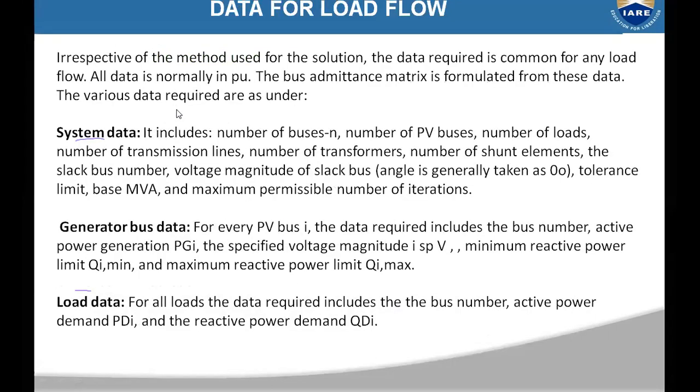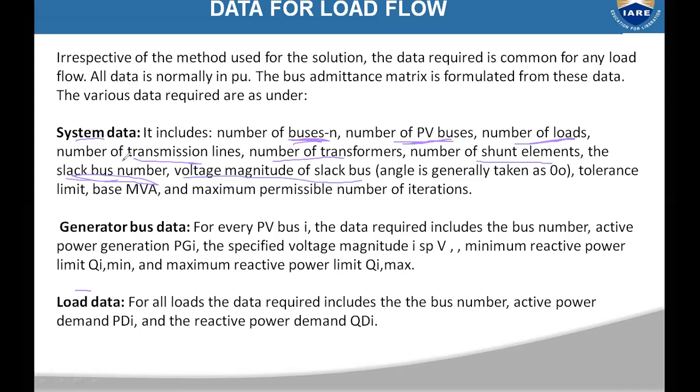Right. Now, if you observe the data required for the load flow solution, what are the different types of data you require? From the types of buses, you will know. First you need the system data. System data includes the number of buses. Out of n buses, how many are PV buses, how many are loads, how many transmission lines, how many transformers, and how many shunt elements are there. What is the slack bus number, and what is the voltage magnitude of the slack bus.